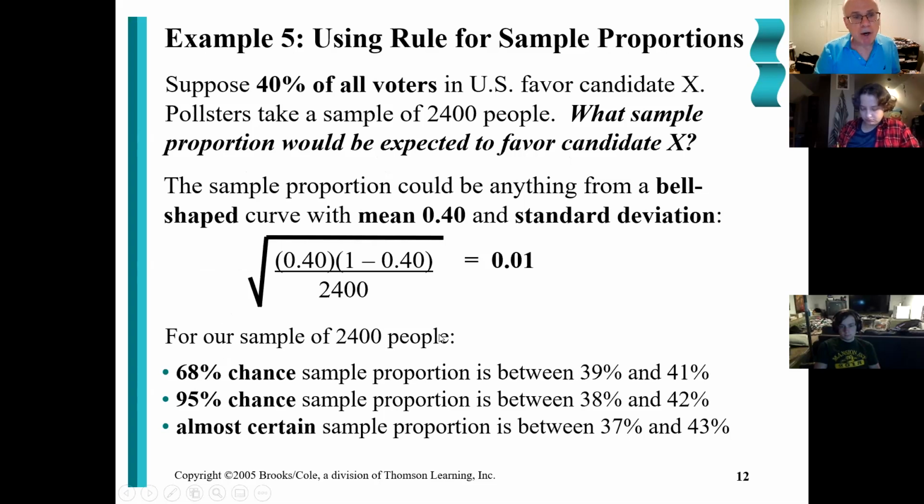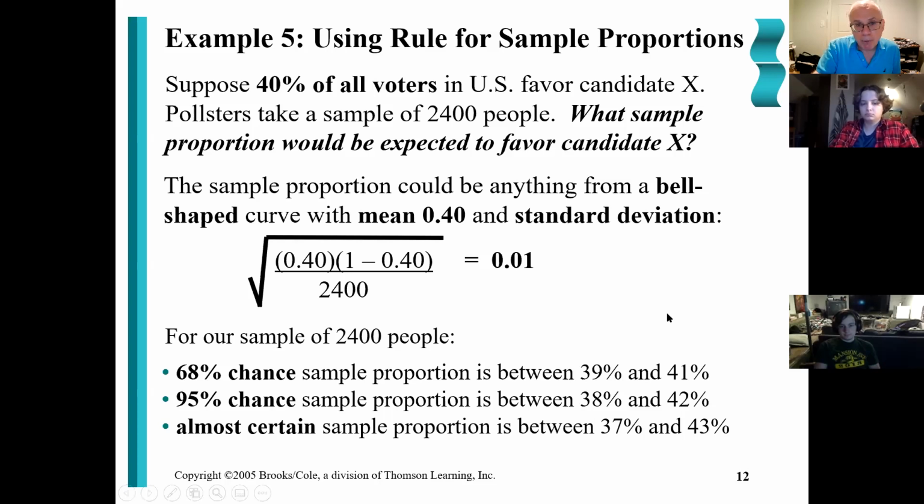So here's an example of how it works. Suppose 40% of all voters in the US favor candidate X. Now, obviously we don't know that, but suppose that somebody estimates that to be true. So pollsters take a sample of 2,400 people. What sample proportion would be expected to favor candidate X? Now, this question is not asking for one number. It's asking for a range of numbers. All right, just know that.